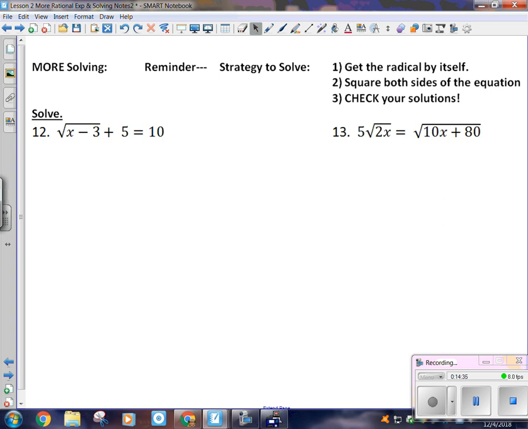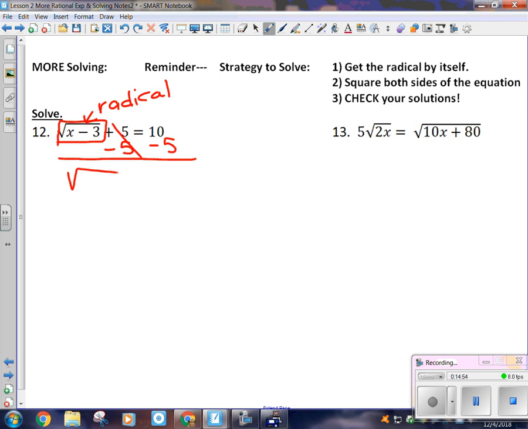All right. Some of these are very similar to yesterday. What do I need to do first to solve for x? Just like I did yesterday, I want to get the radical term by itself. This is the radical term, so I have to get rid of 5. I'm going to subtract 5 from both sides. Square root of x minus 3 is equal to 10 minus 5, which is 5.